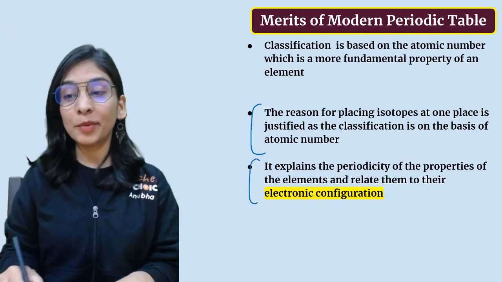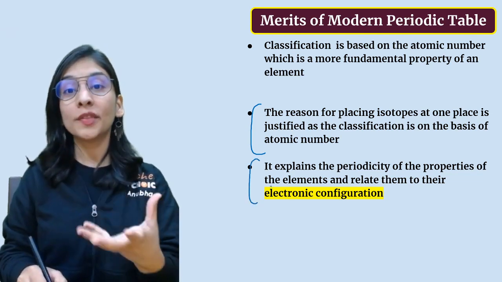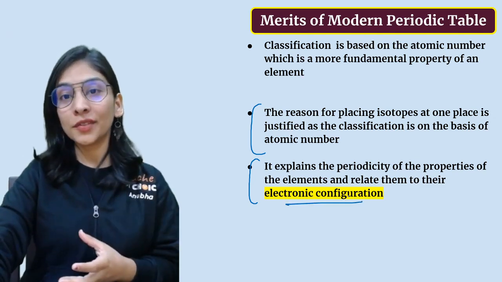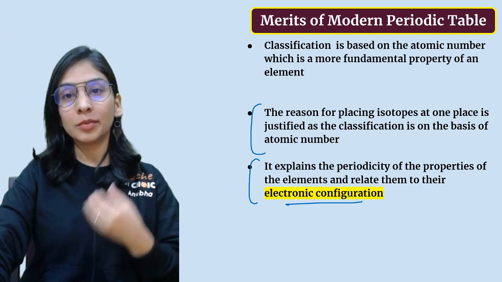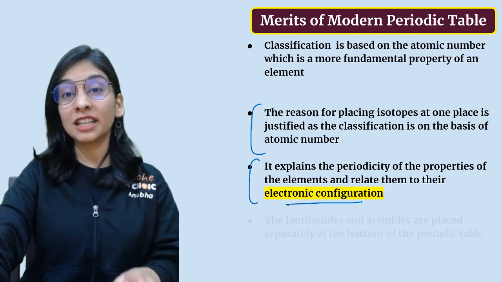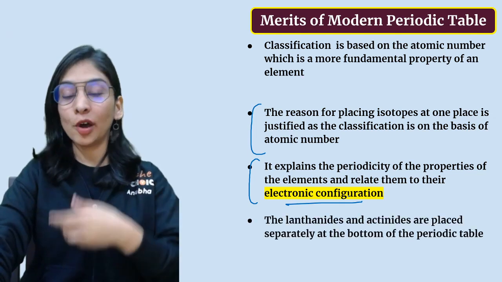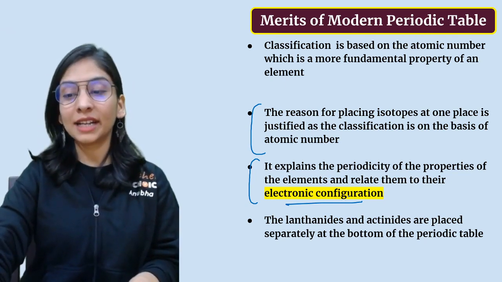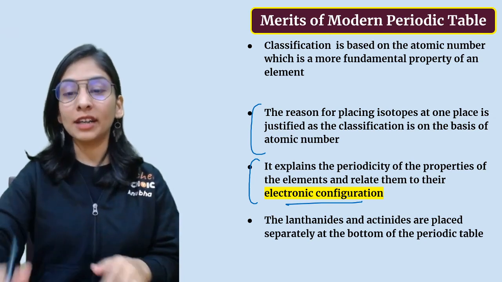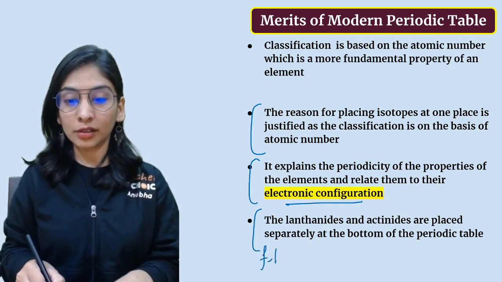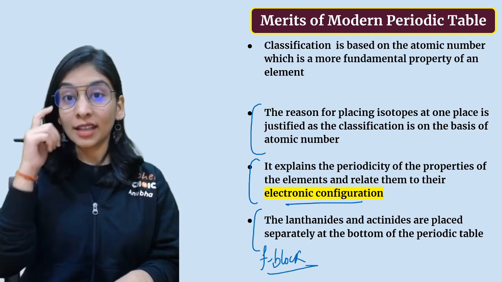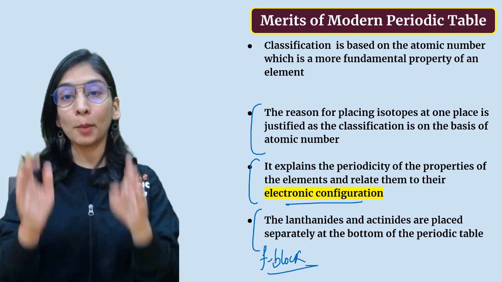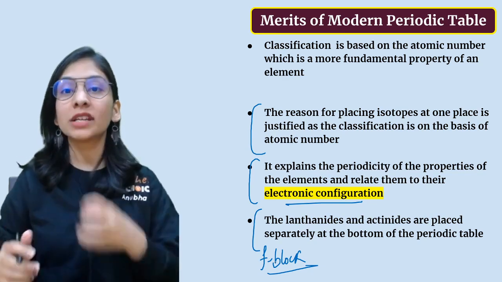Also, it explains the periodicity of properties, because if we know the atomic number, we can know the electronic configuration and tell the position of the element in the periodic table. Configuration helps us decide the valence electrons and the chemical properties also. Apart from that, lanthanoids and actinoids are placed separately at the bottom of the periodic table, called the f block. Why? Because they were members of the 6th and 7th periods, but have entirely different properties from the d block, from where they have been extracted.